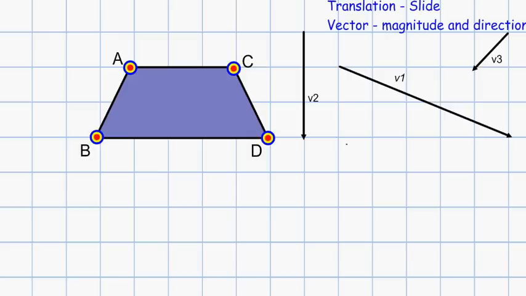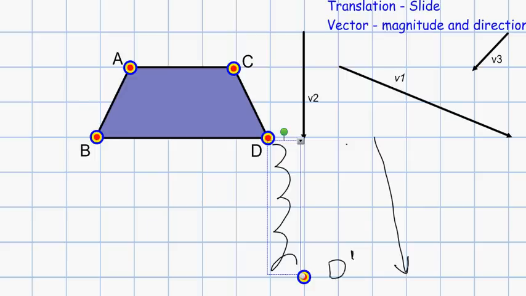Sometimes you're given 2 points, an original point D, and in this instance they're going to tell you where D prime is, but they don't tell you the vector. You have to figure out the vector. Well, you can see that if you go down 4 and over 1, that's going to be your vector. Okay, so the desired vector is down 4 over 1.